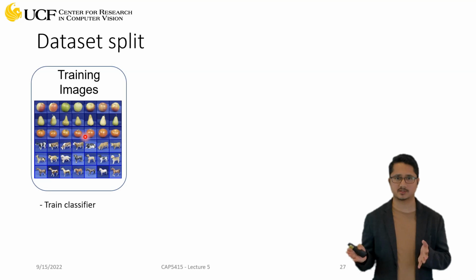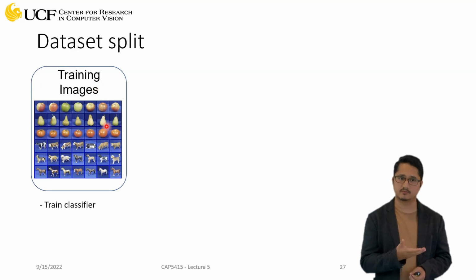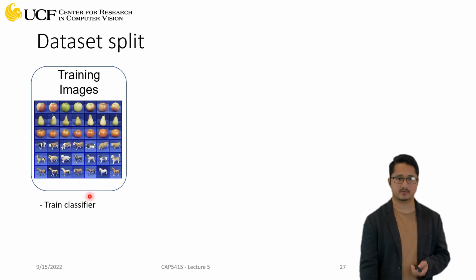So usually 3 subsets. The first one is called the training subset. These are your training images, which means these are the images you will use to learn those features. All right. And if you are training, let's say, a model for an image classification problem, you can say that's a classifier.